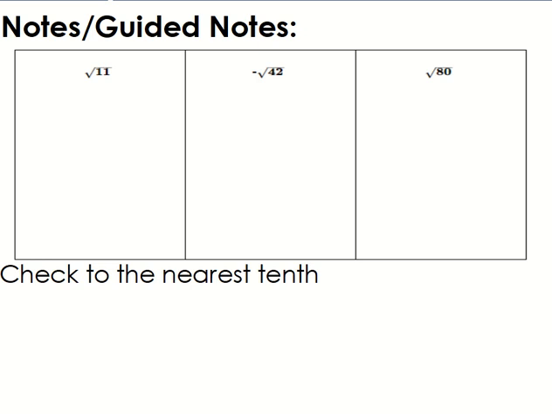So what we're going to do is use our list from part 2 to help us with these. What we do first is look at our list and find which 2 perfect roots are smaller and larger than the square root of 11. If you look at your list from part 2, you'll see that the square root of 9, which is perfect, is 3, and the square root of 16 is 4.